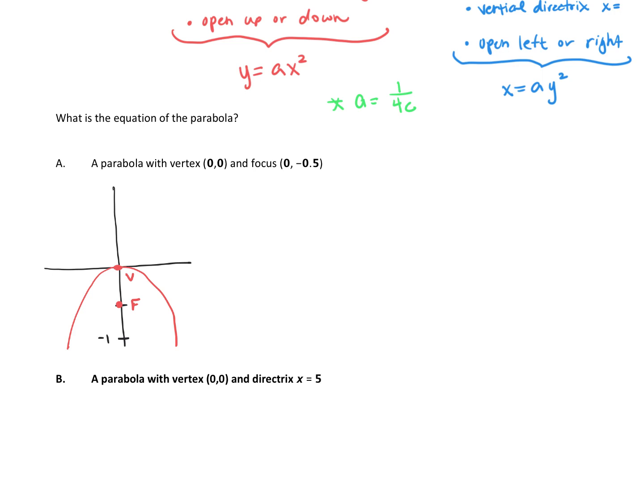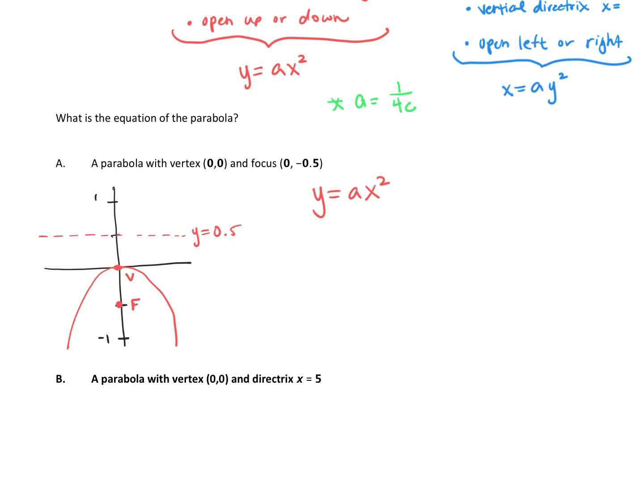And I know that the directrix is going to be the same distance away as the focus on the other side. So if I label here's a positive 1, the directrix is going to go right in here. That's y equals a positive 0.5. Because our parabola is opening down, it has a vertical axis of symmetry and a horizontal directrix, it's going to have the equation y equals a x squared. Now we just have to define the a value.